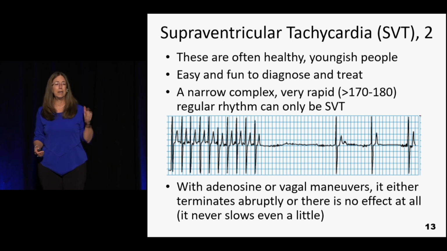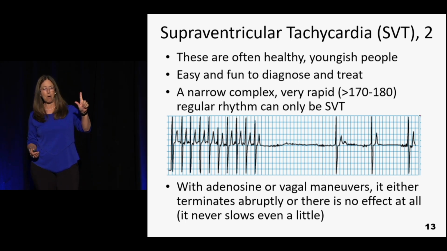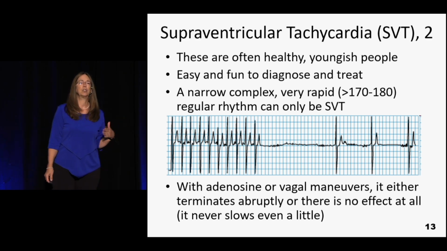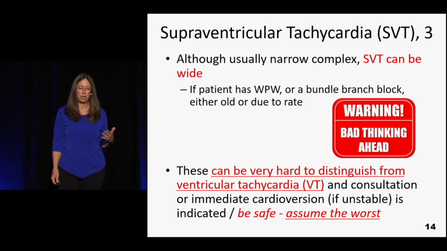It's wonderful. It is regular. It is narrow. And it can be fast. It's usually in the 170 to 180 range. It can actually be faster. It can be up to 200, 220 in little kids. It can be even faster. So this we can fix with a whole range of things that we can do. Anything from adenosine to vagal maneuvers to the fancy schmancy revert and all of its sort of iterations.